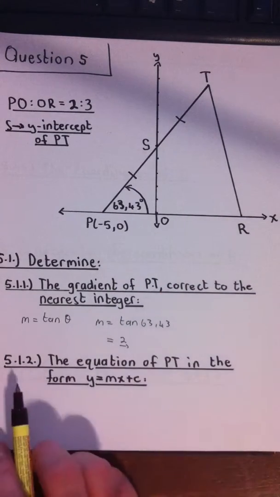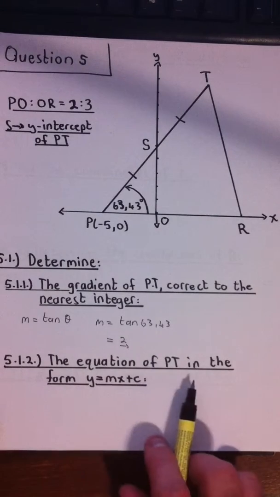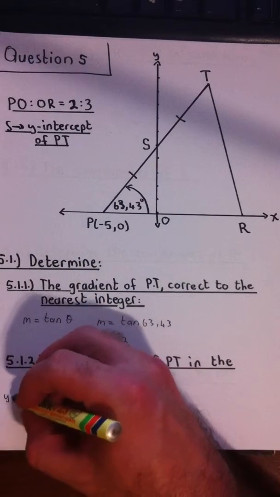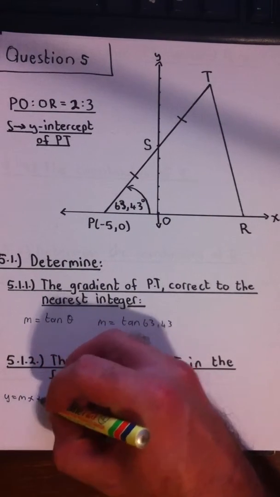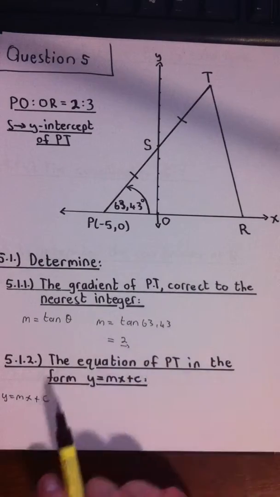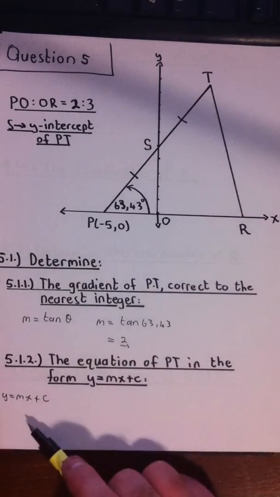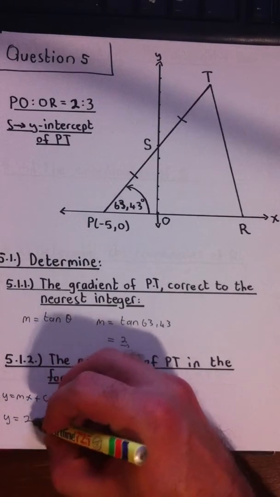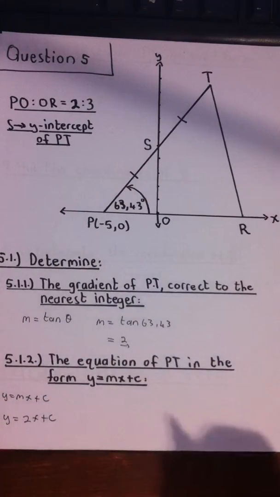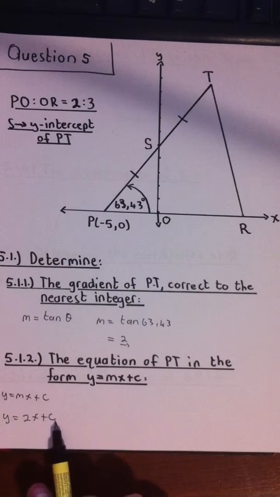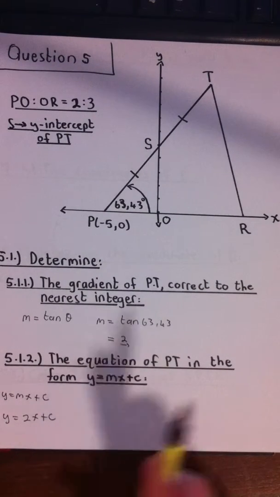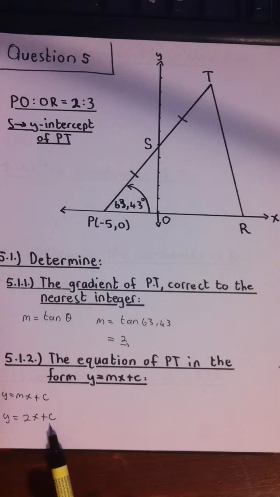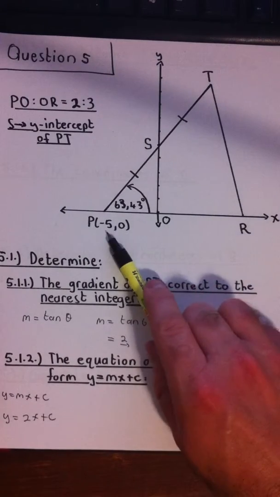Okay, 5.1.2. The equation of PT in the form y equals mx plus c. So we know we need to look for y equals mx plus c. The gradient of PT is m, and we saw that that is 2. So now we already know that y is equal to 2x plus c. The only unknown now is c. All we need is one equation, so we can substitute any point on this line into this equation to find our missing c value. P is the only point we know.